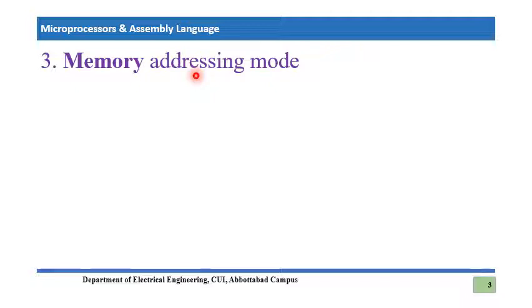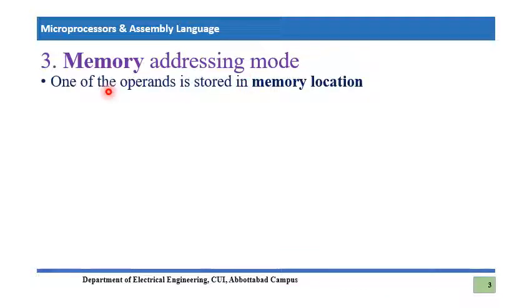Okay, let's start our topic, which is memory operand addressing mode. The word operand is missing here, so we can also call it memory addressing mode, but its actual name is memory operand addressing mode. So in memory operand addressing mode, one of the operands should be a memory location. That means one data should come from a memory location.